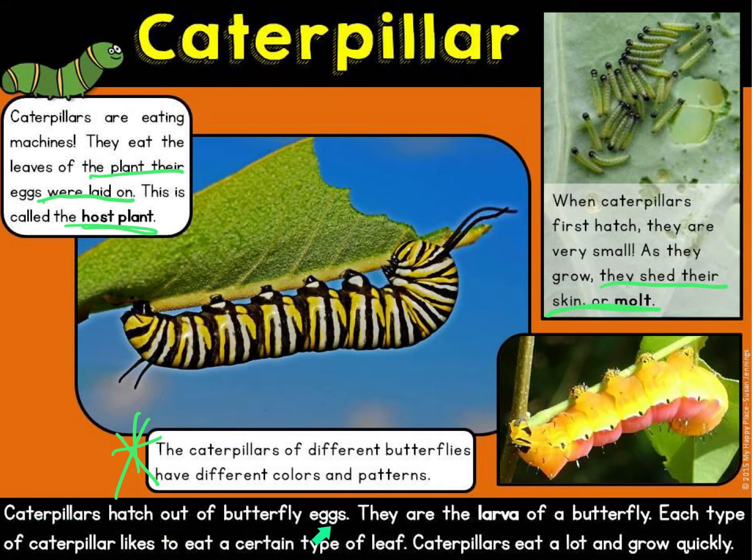Caterpillars hatch out of butterfly eggs. They are the larvae of a butterfly. Each type of caterpillar likes to eat a certain type of leaf. Caterpillars eat a lot and grow quickly. So, butterflies start out as eggs and then they turn into caterpillars.